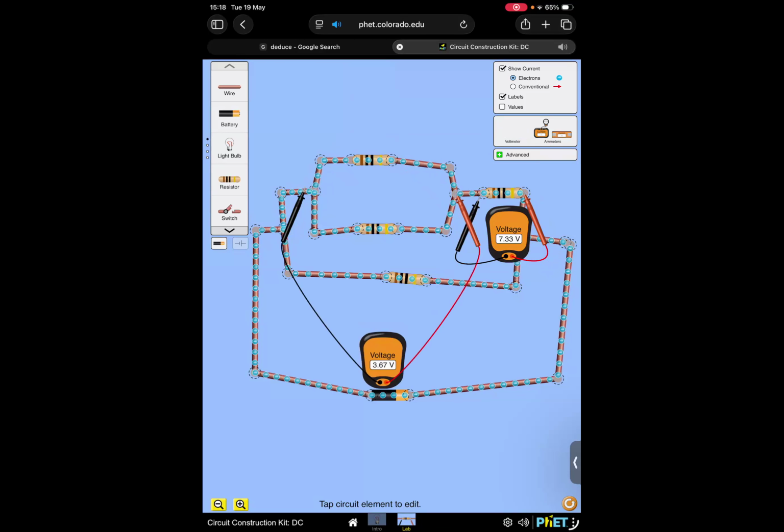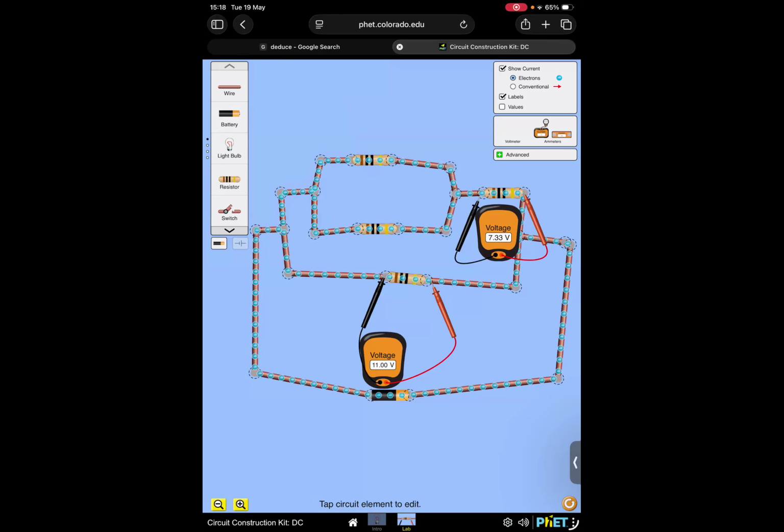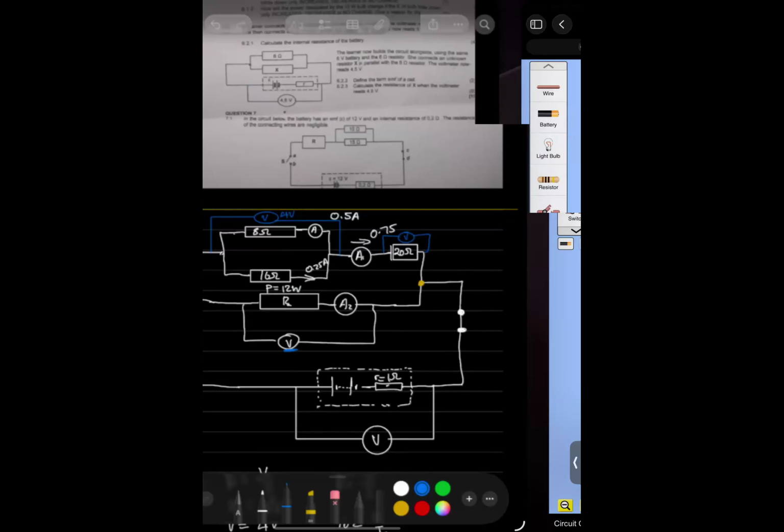So check this. Do you see it? Now do you see why I need the voltage here?